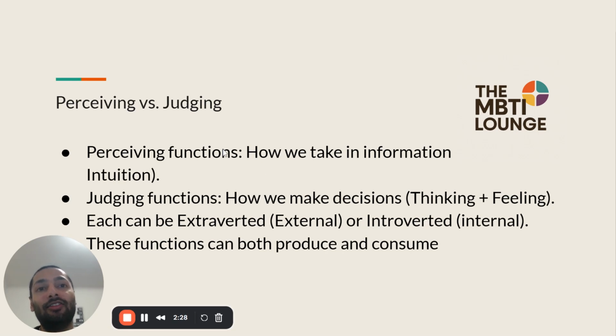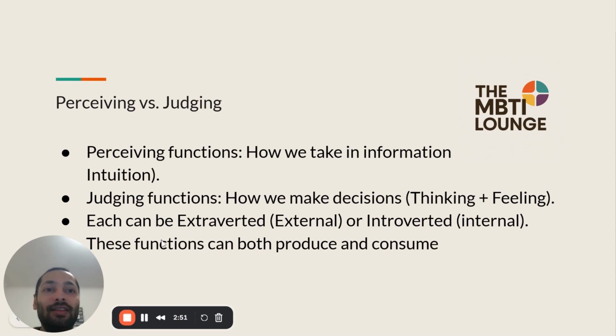The judging functions tend to be logical and rational. These are the thinking and feeling functions. The introverted thinking and introverted feeling are the logical functions for judging, and the extroverted functions are more the rational ones. Each function can be extroverted or introverted, so external or internal.